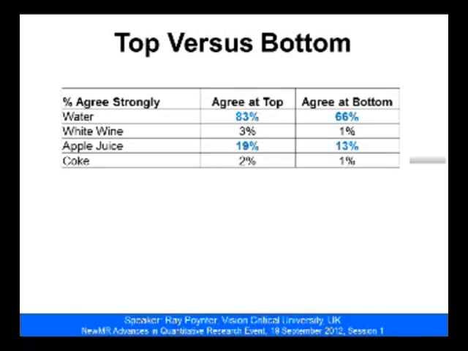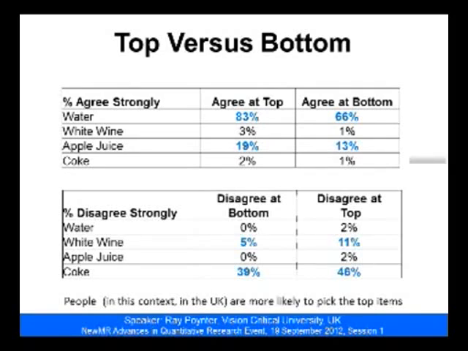We see a strong impact on the apple juice question. So agree strongly at the top generated 19% agree stronglys. Putting agree strongly at the bottom only generated 13%. Since few people think that white wine and Coke are healthy, it doesn't make much difference to the numbers.